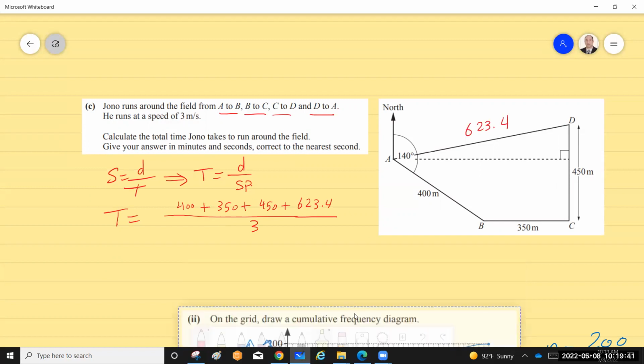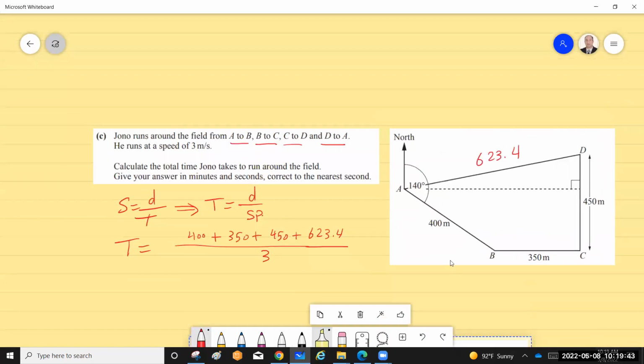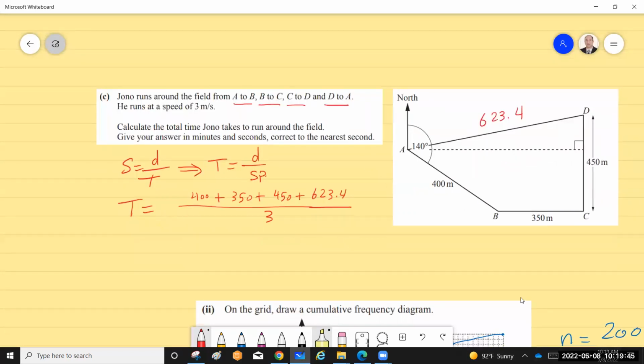You will get the time is 607.8 seconds. You can convert it simply to minutes by dividing by 60. I found 10 minutes and approximately 8 seconds. It is about 7 point something.